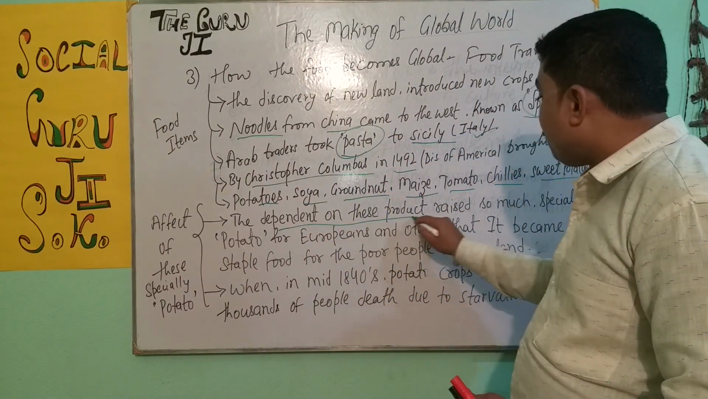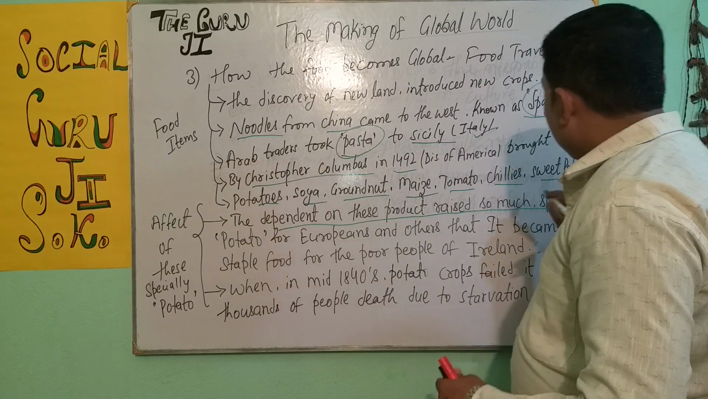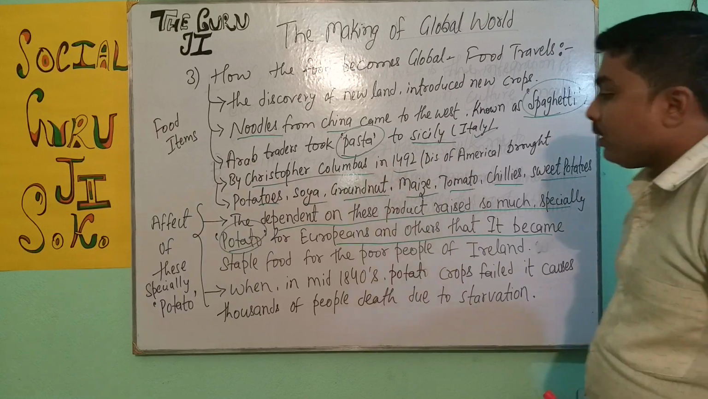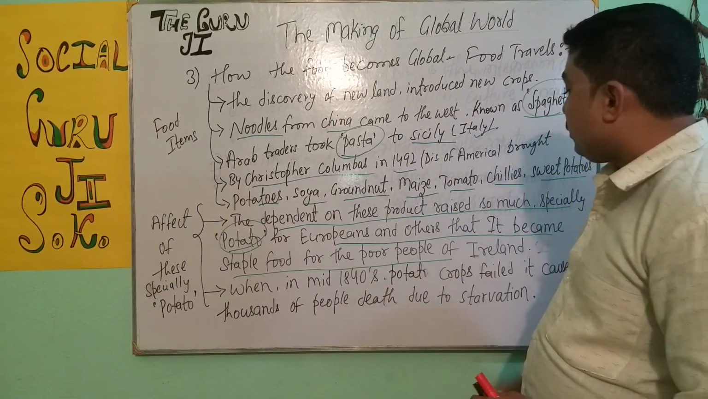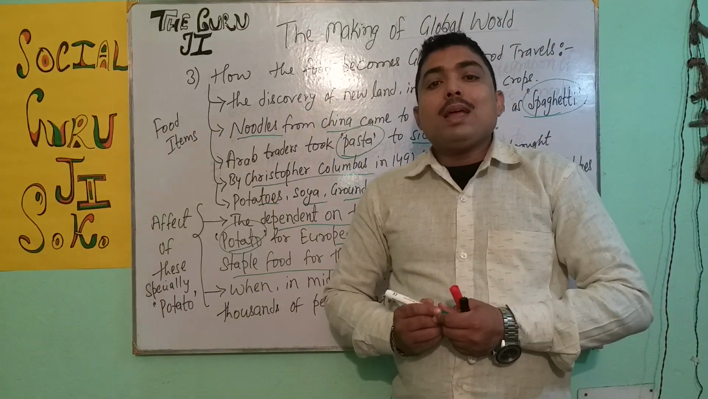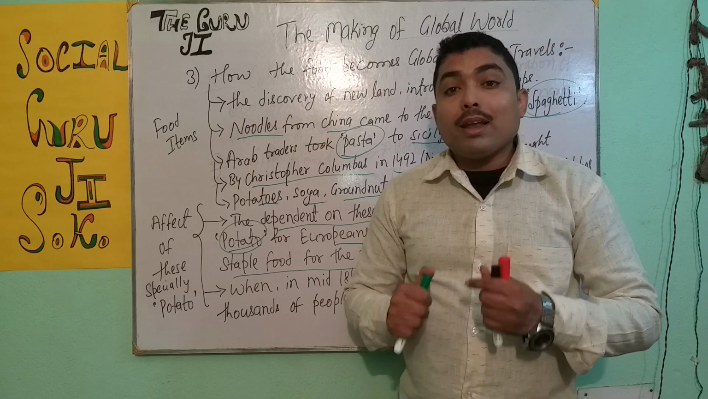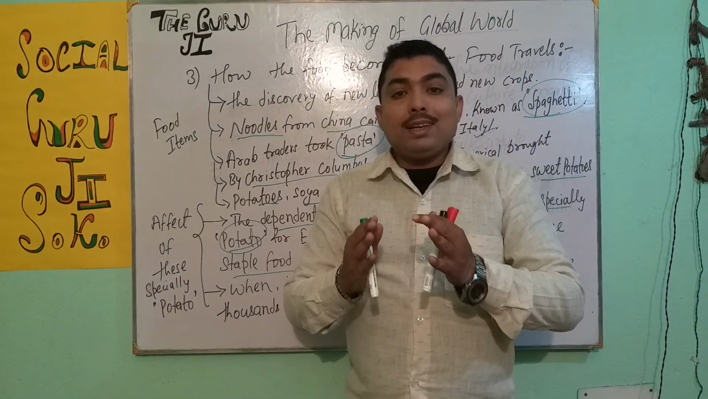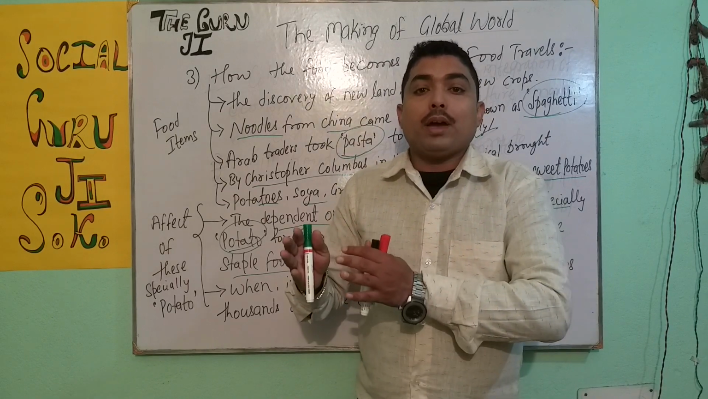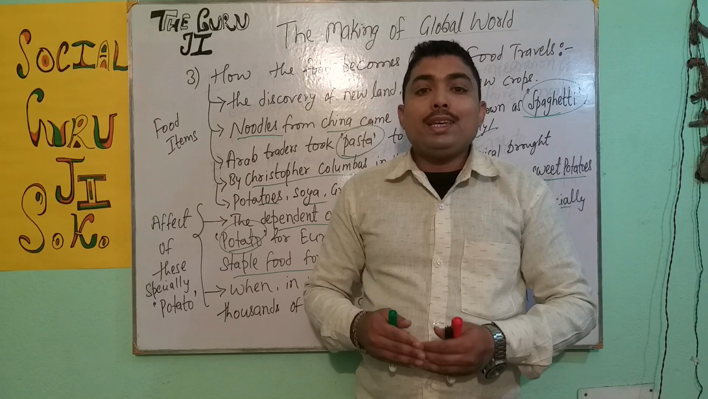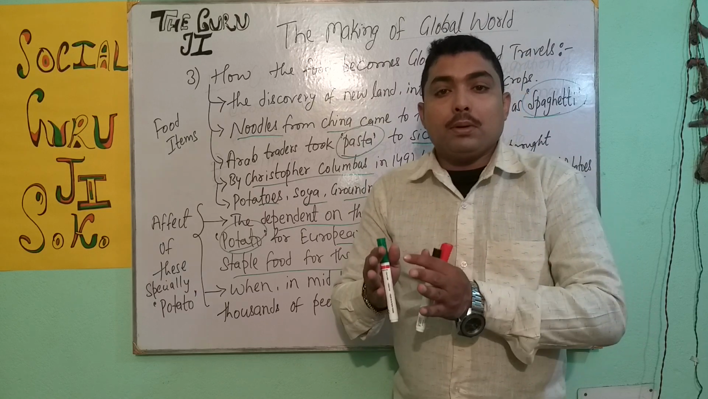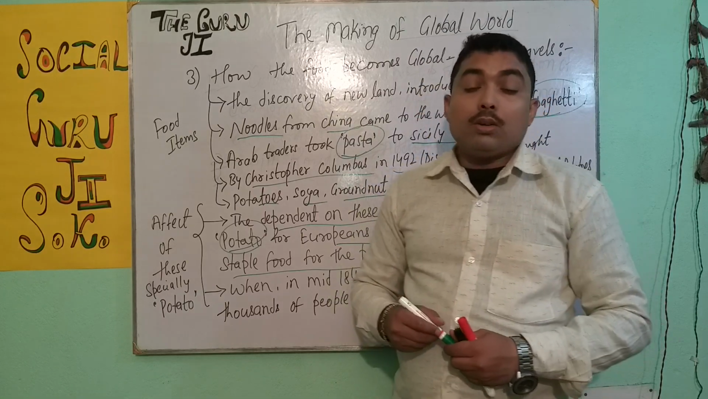The dependence on these products rose so much, especially potatoes, that they became the staple food for the poor people in Europe. It means they used potatoes regularly, at least two times a day, because potatoes are a good source of carbohydrate and are also very cheap. Basically the factory laborers or the poor peasants working over there.